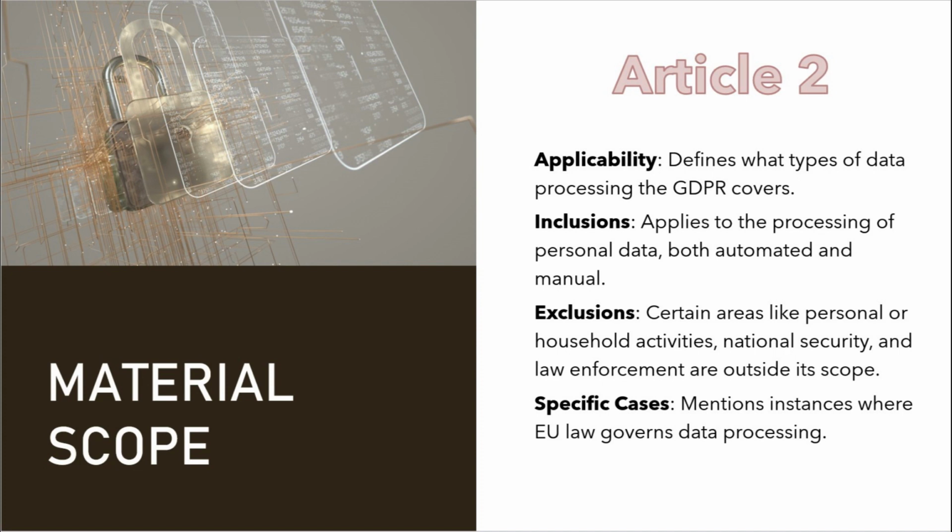Article 2, titled Material Scope, delineates the boundaries of where the GDPR applies. It's about understanding what types of data processing fall under the GDPR's umbrella. This article confirms that the regulation covers both automated and manual processing of personal data. However, it's also clear about its exclusions. Activities purely personal or household-related are not covered, nor are areas like national security and certain law enforcement activities.